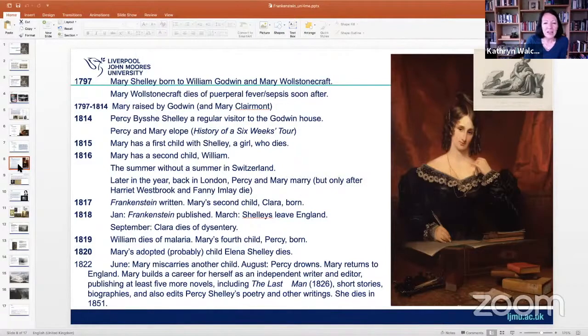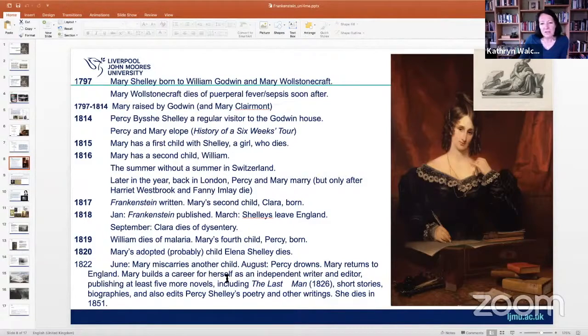And as you can see, the fact of the children in this and the deaths of those children jump out of this bit of the biography, so that in just a few years you can see that Mary has several children who die in infancy, and then has other successful pregnancies later on.